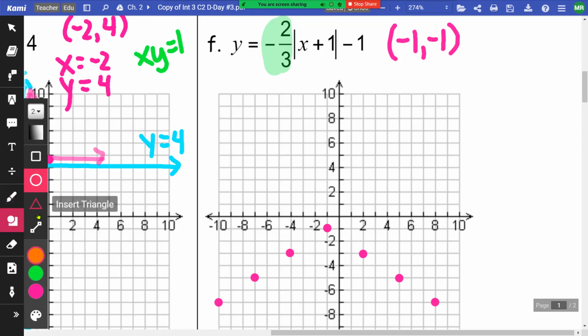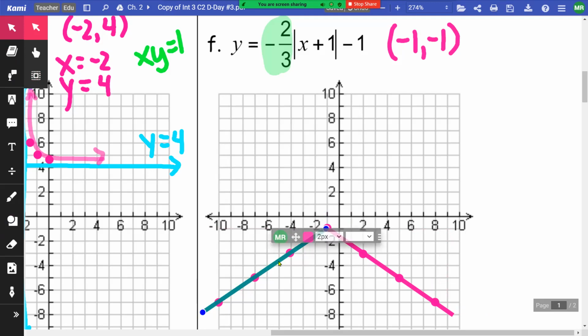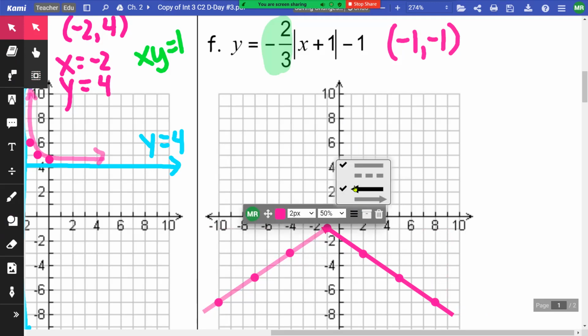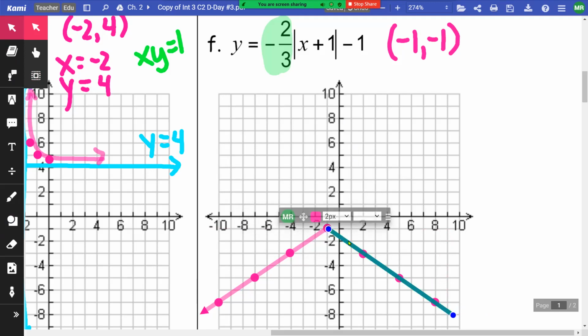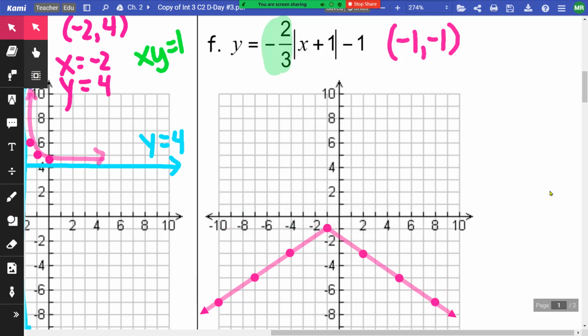Then I'm going to connect it. I'm just going to grab the line. And so here and here, and that's your absolute value. I'm going to make this a little fainter so we can see through it. I'm also going to give an arrow on this end, and do the same here, because these do go on forever. So I'm going to make it a little fainter and put an arrow there. And that's your graph.